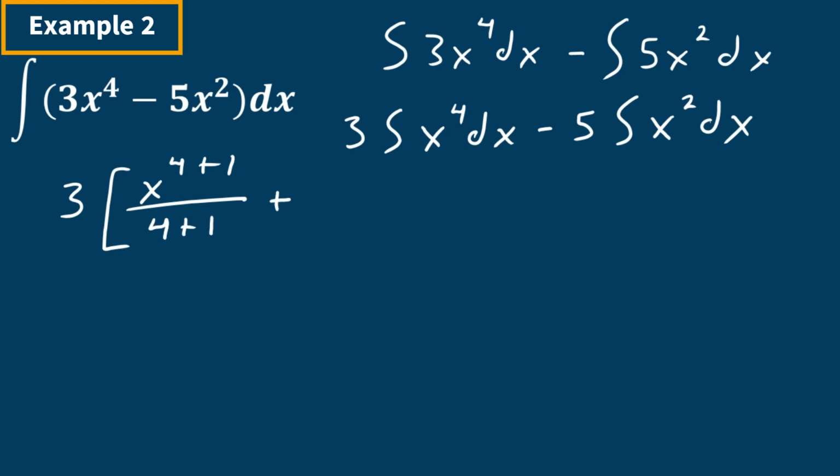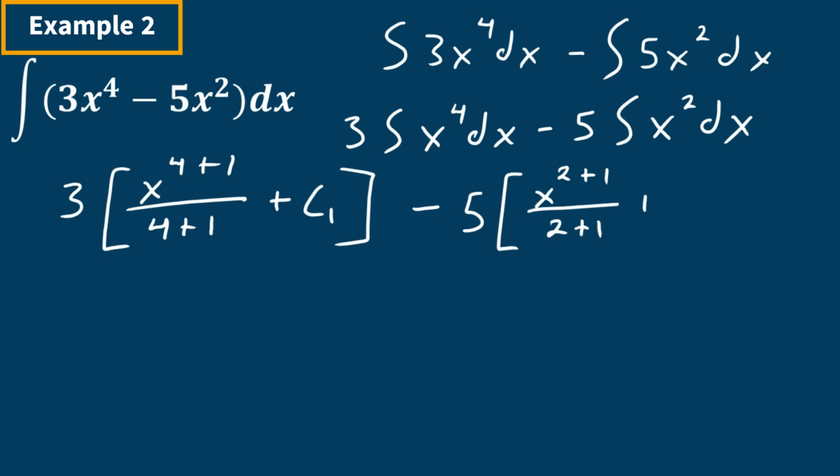And then we also have to include our constant of integration. In this case, I'm going to label it c1 since it's our first term. Now, working out the second term, we have minus 5 times x to the 2 plus 1 over 2 plus 1. And we're also going to add a constant here, and I'm going to label it c2.